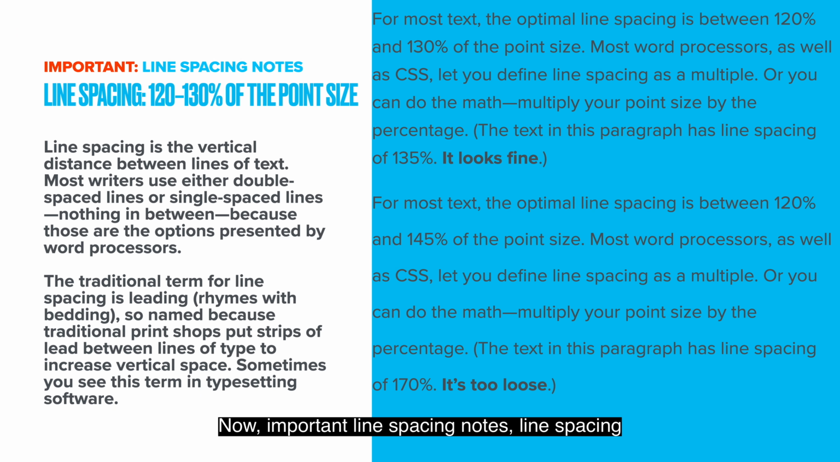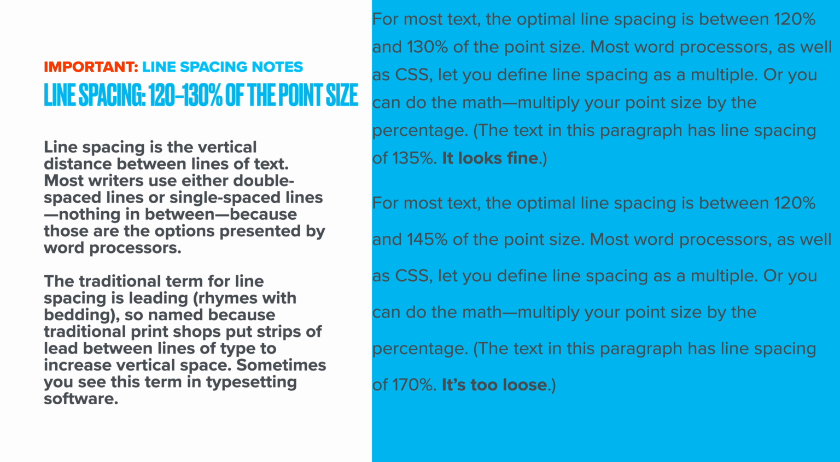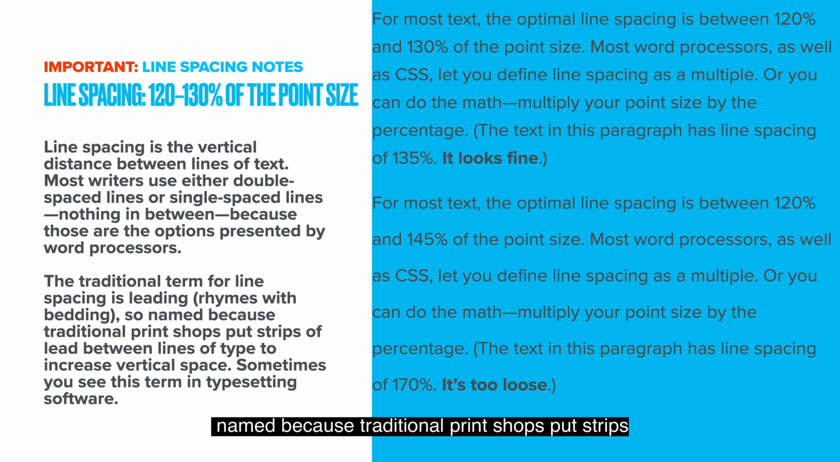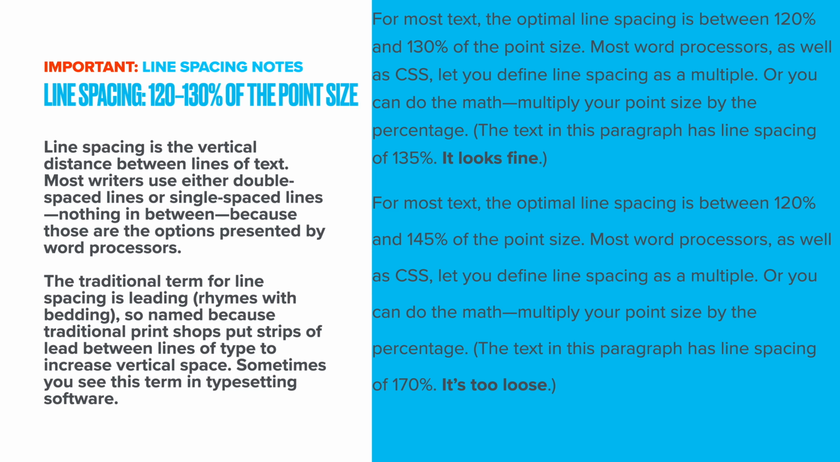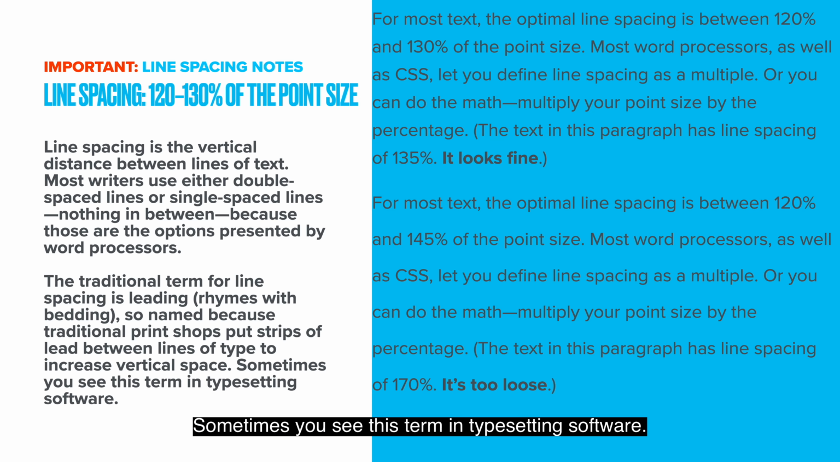Now, important line spacing notes. Line spacing is usually 120 to 130% of the point size. Line spacing is the vertical distance between lines of text. Most writers use either double space lines or single space lines, nothing in between, because these are the options presented by word processors. The traditional term for line spacing is leading, rhymes with bedding, so named because traditional print shops put strips of lead between lines of type to increase vertical space. Sometimes you see this term in typesetting software.